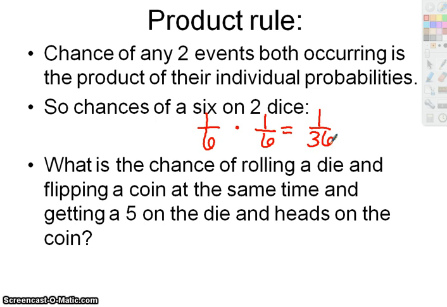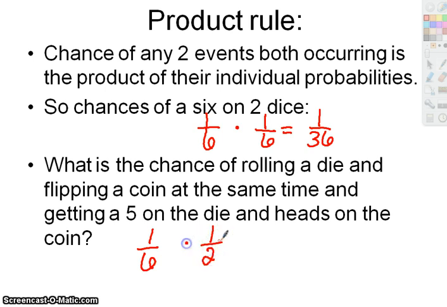Now, just to see that you understand this, and then we're going to apply it to genetics later, it says here, what are the chances of rolling a die and flipping a coin at the same time, getting a 5 on the die, and getting heads on the coin? So we do the same thing, product rule. What are the chances of getting a 5 when you roll a die? Still 1 out of 6. And what are the chances of getting heads on the coin? 1 out of 2.